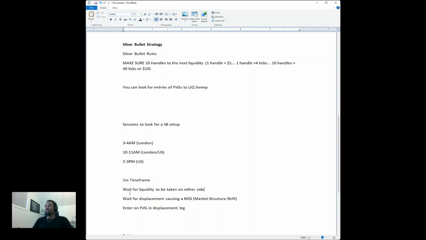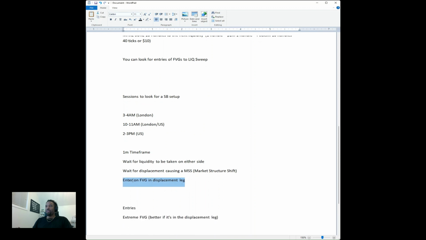After we have liquidity taken out, we are waiting for a displacement, which is market structure shift, change of character, or a break of structure. I will go over that specifically as well. And then we wait for the gap. And then we place our entry either at the top of the gap or the bottom of the gap, depending on the direction that we are trying to go.